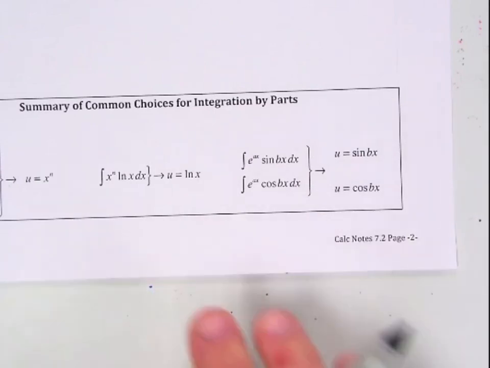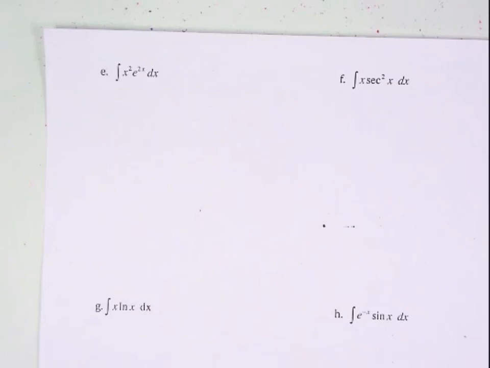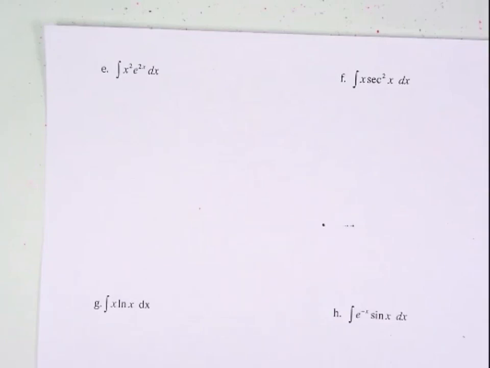So looking at this one, letter E, what do we let u equal, based on our cheat sheet down there? x squared. Good.